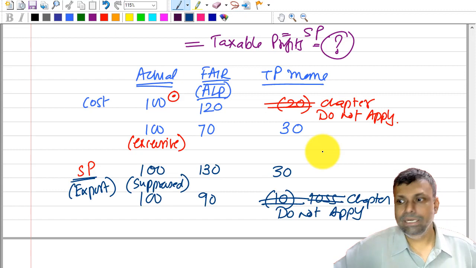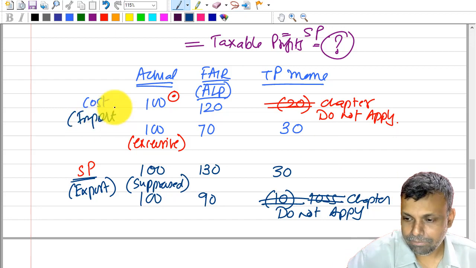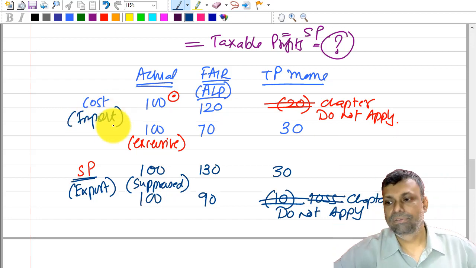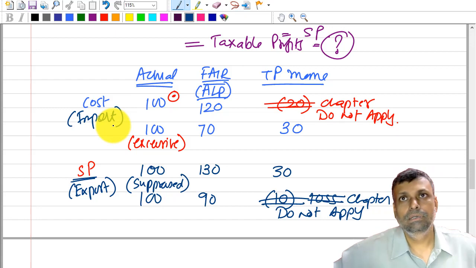Okay, if you want, you can take down this particular example, friends, of cost and the selling price. This is an import type transaction example, and this is an export type transaction example. Transfer pricing losses are not accepted by the law.